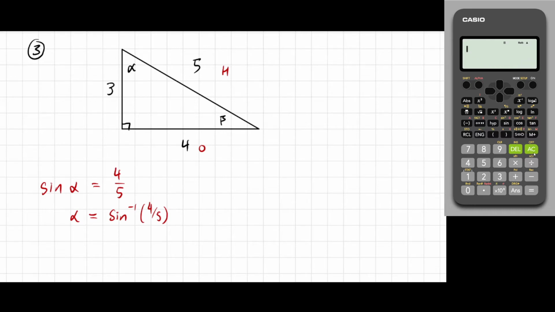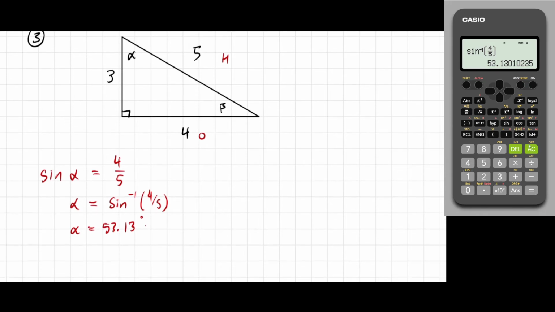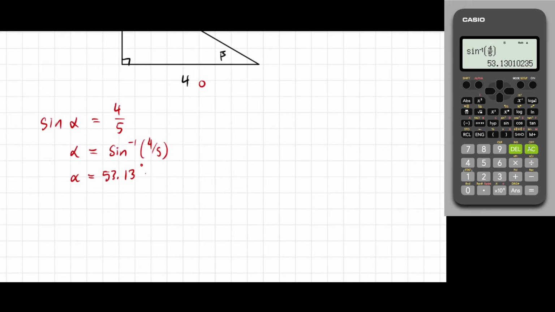Okay, and so alpha is going to be equal to 4 on 5, which is equal to, we'll call it, 53.13 degrees, to 2 decimal places. Now we'll do the cosine of alpha. So watch what happens with the cosine of alpha now.